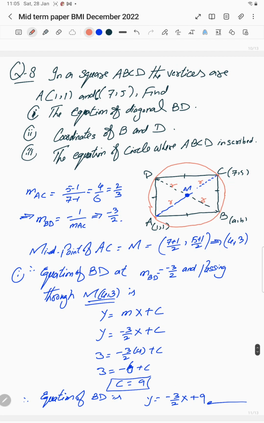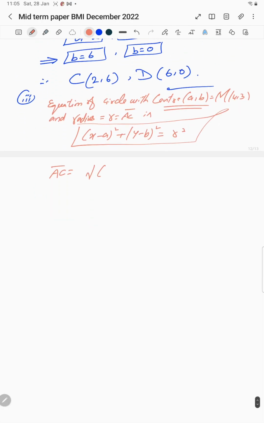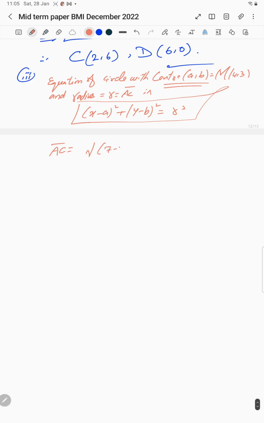7 minus 1 whole square plus 5 minus 1 whole square. I apply the length formula, 36 plus 16, that goes to be square root of 52. So do replace the values here.